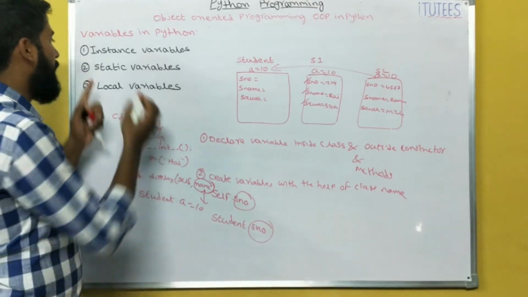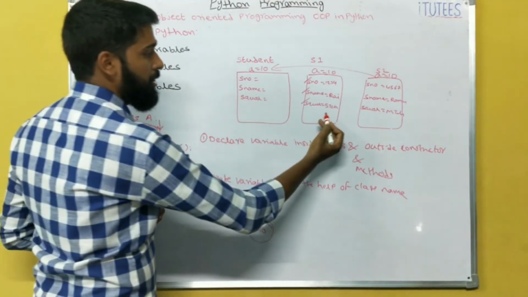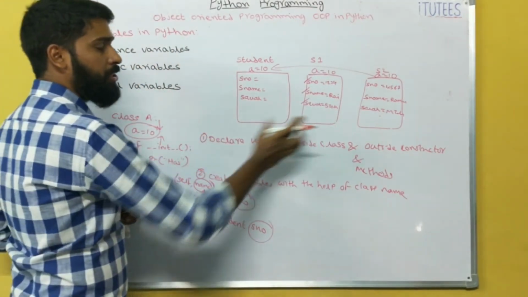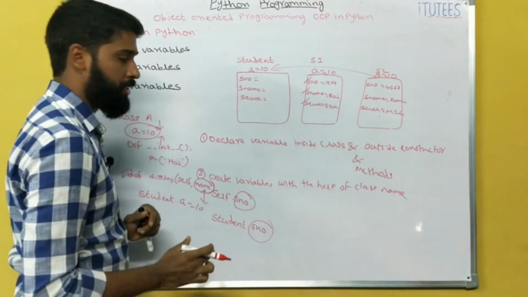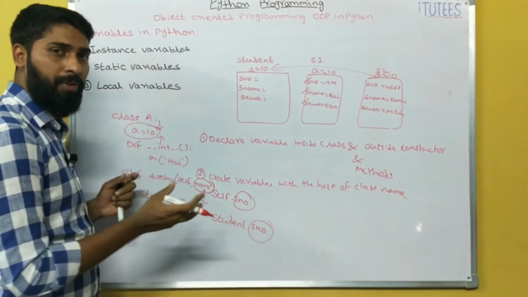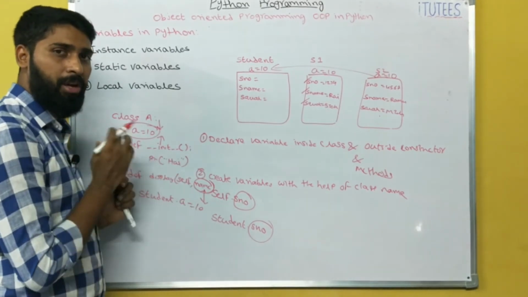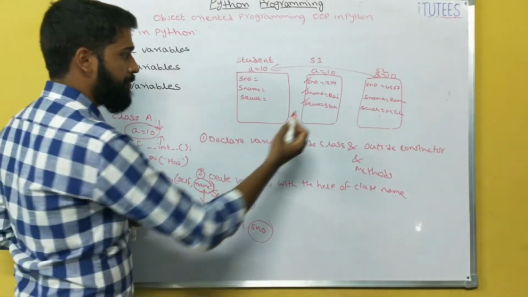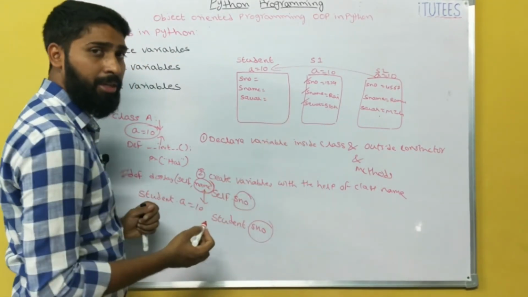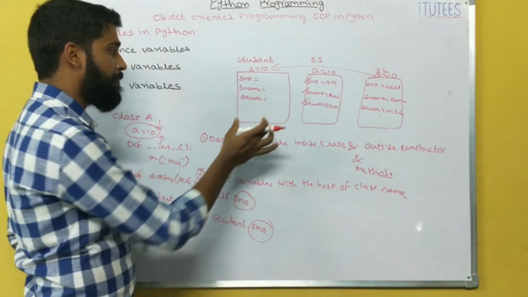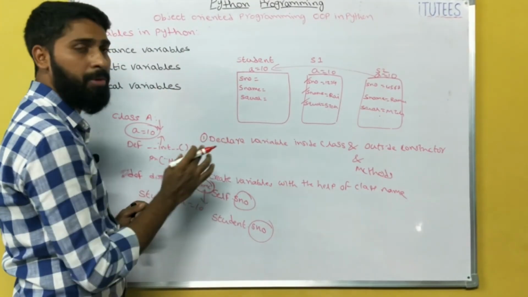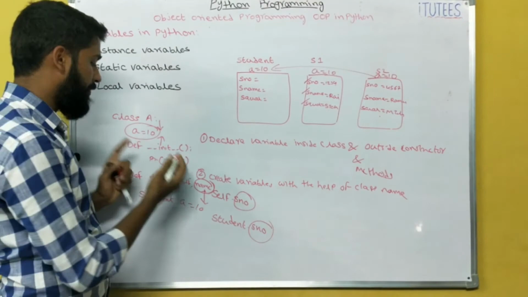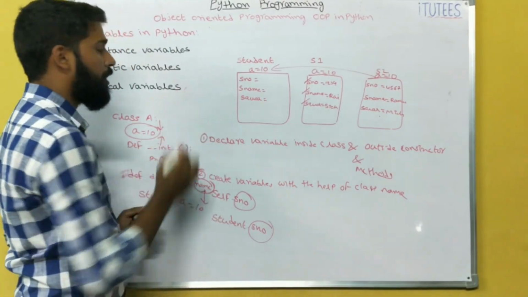Okay, we can review quickly. Instance variable: the values change from one object to another object. Static variable: values do not change from object to object. Third, local variable: if you define a variable inside a function, we call it a local variable. How can we create the instance variable? With the help of a constructor or method. How can we create the static variable? With the help of the class name, or you can declare the variable inside the class and outside the methods and constructor. Local variables are defined inside the functions.